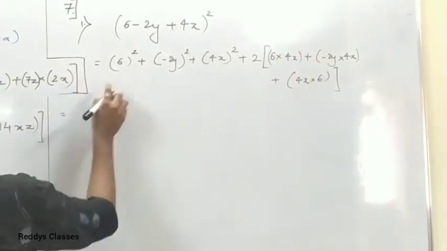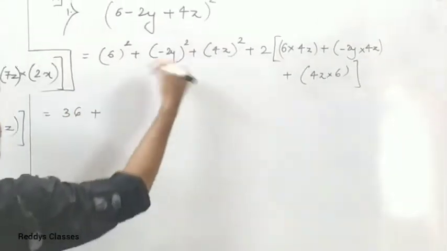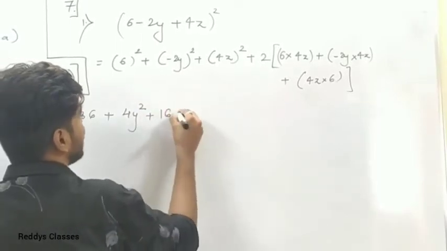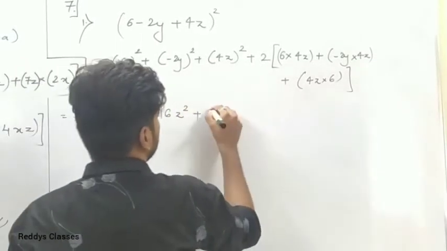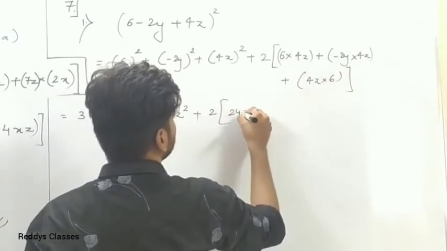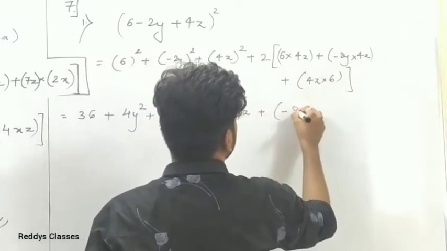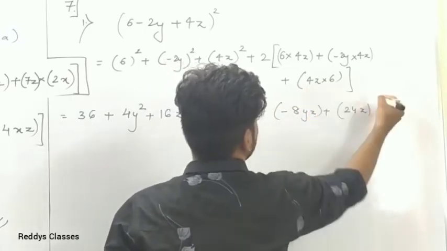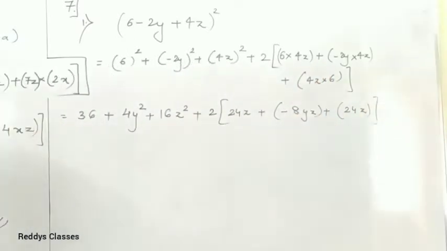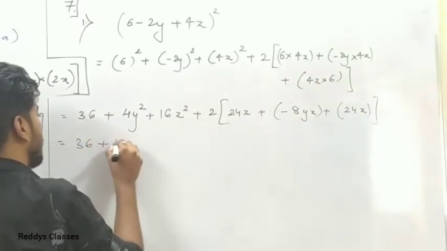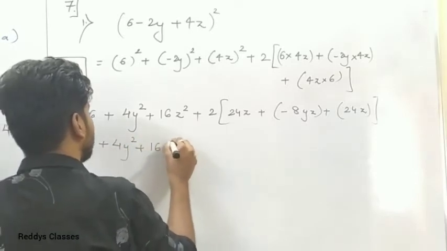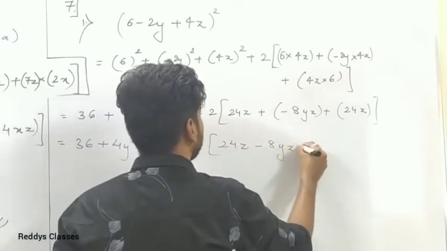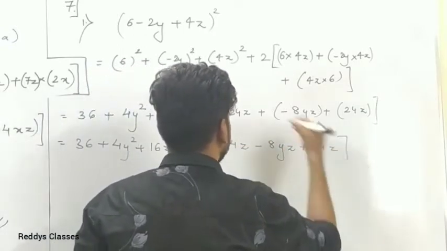So what is given here? Square of 6 is 36, minus 2y square is 4y square, the negative sign becomes positive here, plus square of 4 is 16z square, plus 2 as it is here, 6 fours are 24z, plus minus 4 twos are 8yz, plus 6 fours are 24z, bracket close. Let us make these brackets outside here. Okay, let us open the bracket now. We have the value plus 16z square plus 2 into 24z minus 8yz plus 24z. We have this value here.